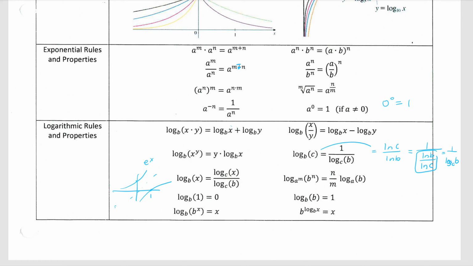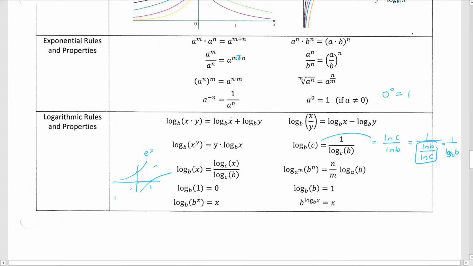Log_b of b to the x is just x. We said log_b and the exponential function are inverse functions, so they sort of cancel out. You just get x back. Likewise, b to the log_b x: b and log_b sort of cancel out because they're inverse functions. You also get the x back.